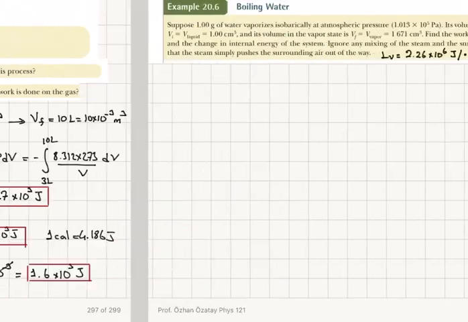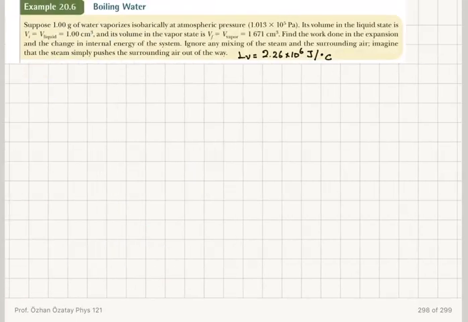Now let's take a look at another example. Suppose 1 gram of water vaporizes isobarically at atmospheric pressure. Its volume in the liquid state is 1 centimeter cube, in the vapor state is 1671 centimeter cube. Find the work done in the expansion and change in internal energy of the system. So I have 1 gram of water.